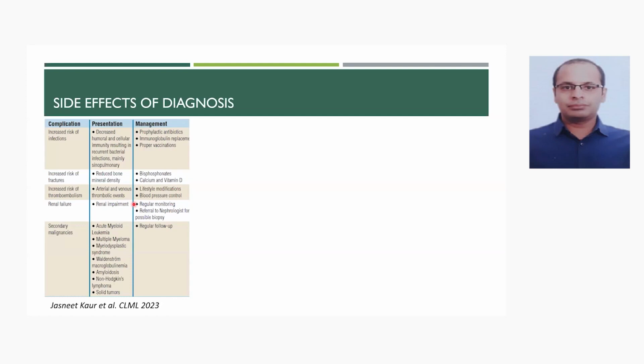We have seen that risk of thrombosis can be there when it is combined with other cardiovascular risk factors. You can consider these patients for lifestyle modification and even prophylactic aspirin. The risk of renal failure can be there, so regular monitoring and nephrology referral for renal biopsy. And depending on the biopsy finding and the extent of renal damage, you can consider this patient for definitive therapy. Then, besides myeloma and Waldenstrom, these patients are prone to certain other secondary malignancies, including AML, MDS, non-Hodgkin lymphoma, and other solid tumors. So, there are views to follow up these patients on a regular basis.